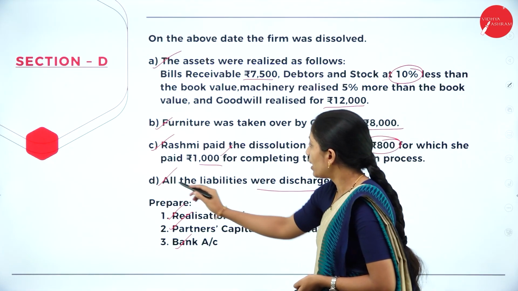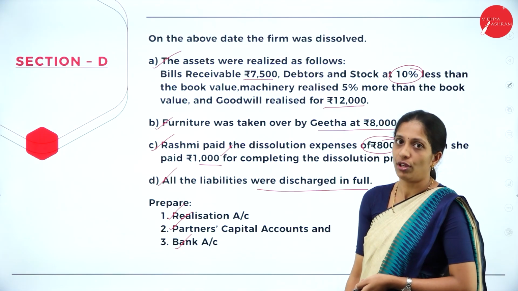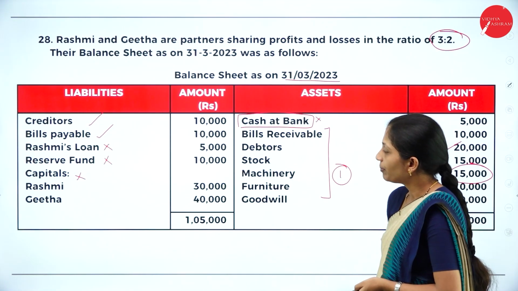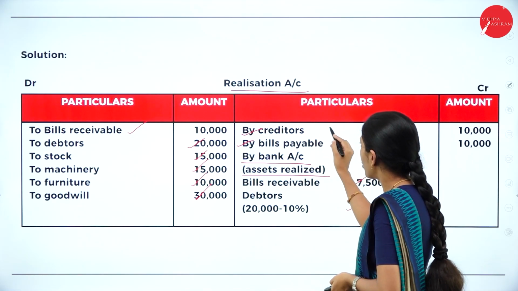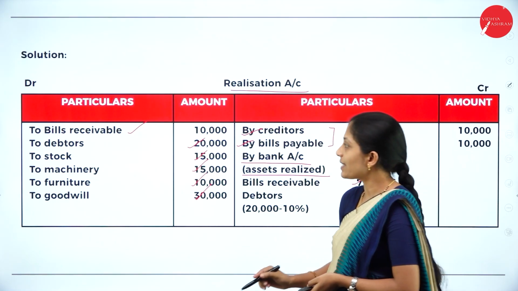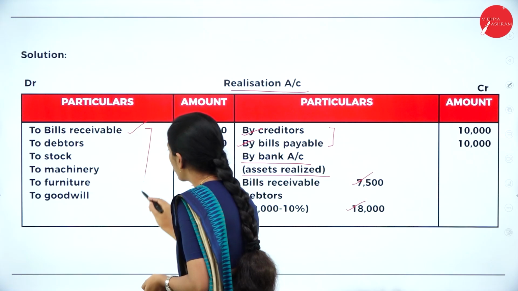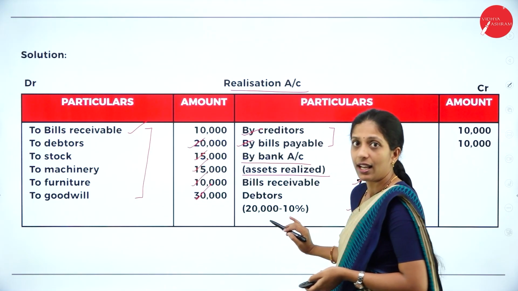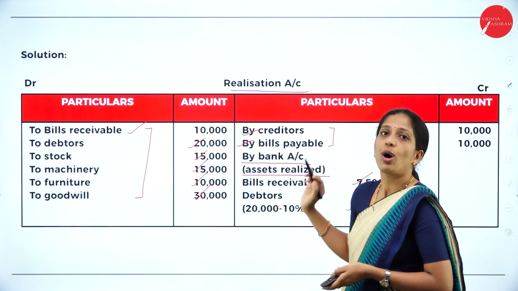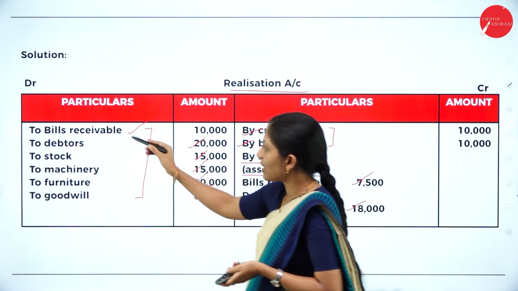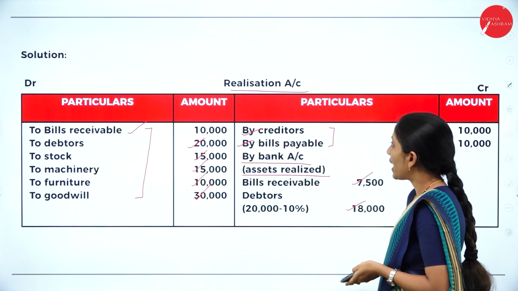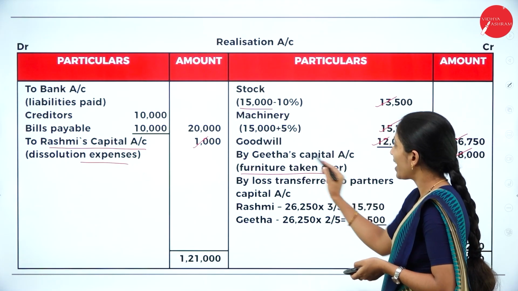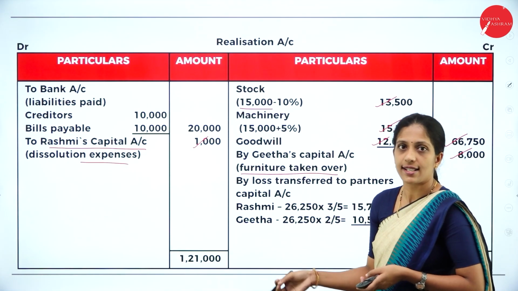Next they have given that all the liabilities were discharged in full. So if you see here, what liabilities did we have? We had only 2 liabilities. Which means that the assets have to come to the opposite side here, either realized or taken over by the partner. Now how many assets are there? 6 assets. If you take 5 assets, they have been realized and 1 asset is taken over. So all the 6 assets are done.